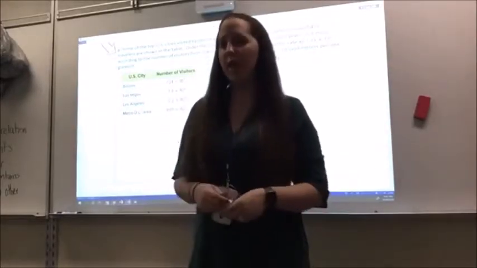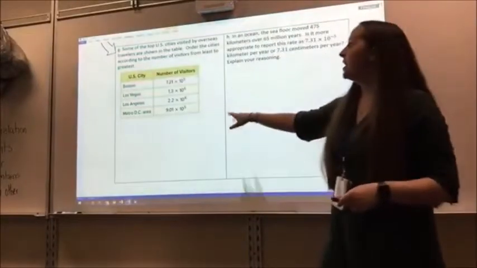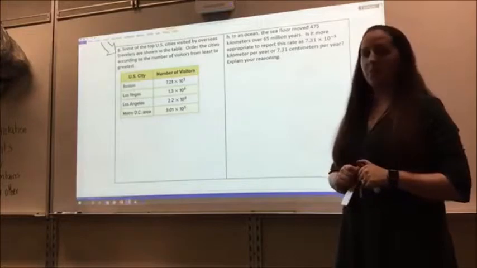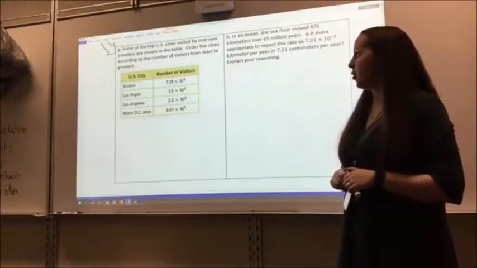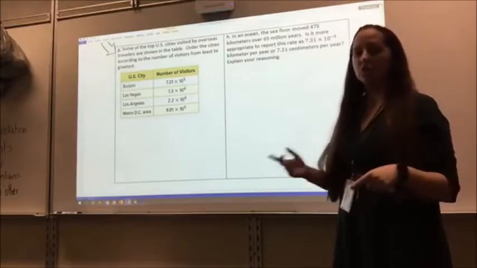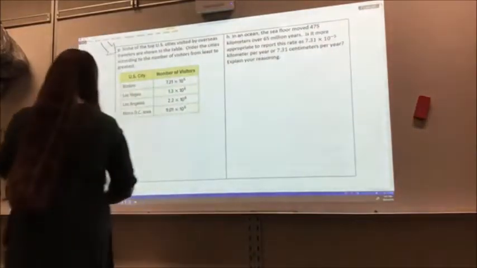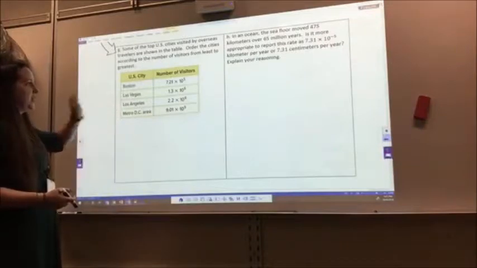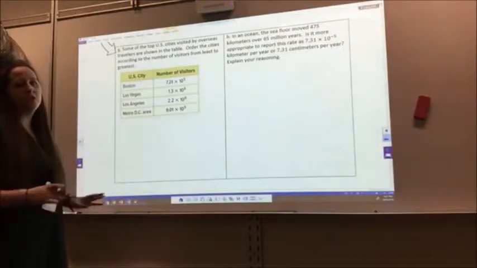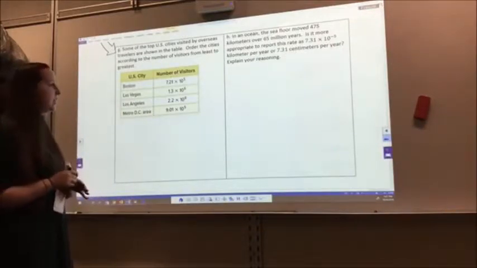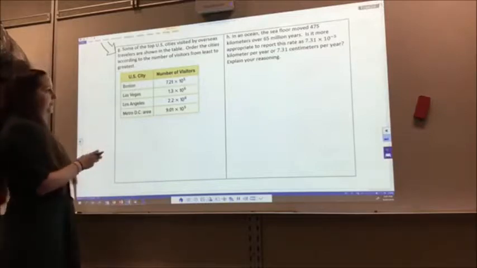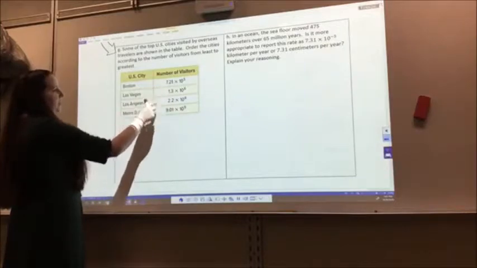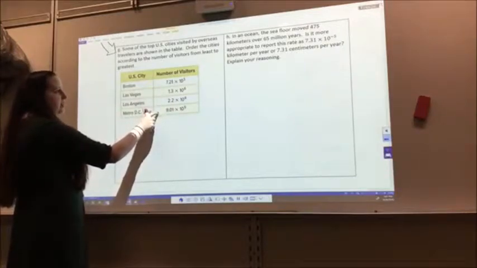So the first one I have is G. Some of the top U.S. cities visited by overseas travelers are shown in the table. Order the cities according to the number of visitors from least to greatest. So here are my 4 cities. I have Boston, Las Vegas, Los Angeles, and the Metro DC area. So the first thing I want to do is just like the example we did previously. I want to group them together. So I have Las Vegas and Los Angeles at 10 to the 6th, and Boston and the Metro DC area are 10 to the 5th.